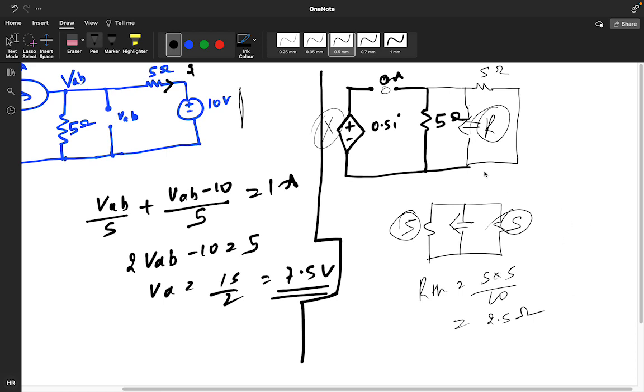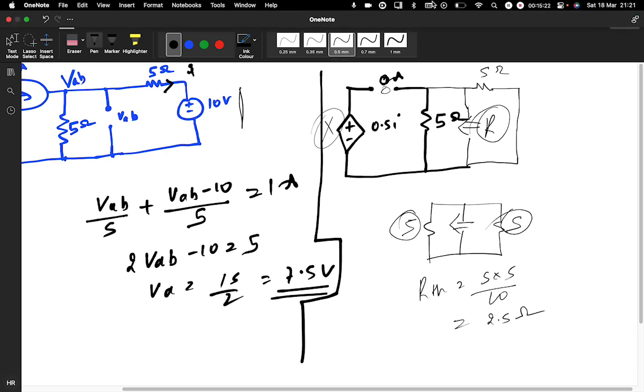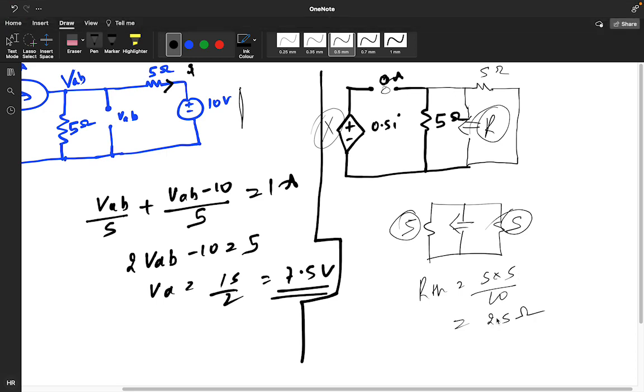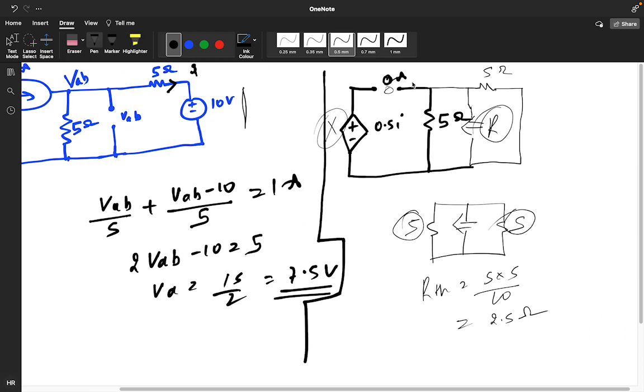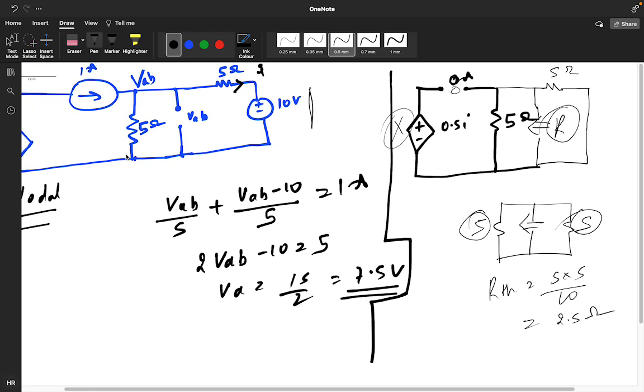So this was the circuit. You used the nodal analysis, you got 7.5 volt. Here you use the RTH value. Because here we have a current source and this is getting open circuited automatically, there is no need to do anything. It will automatically be 0 ampere. So from this, 5 into 5 divided by 10, you are getting 2.5 ohm. So this circuit is also clear.